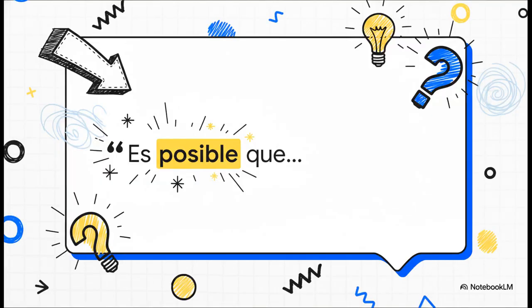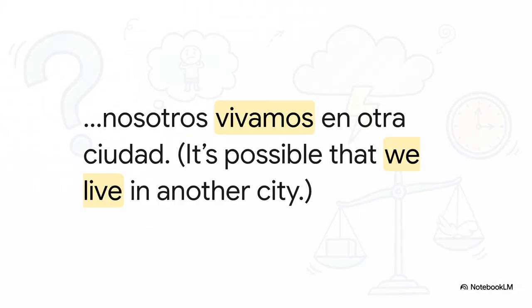Let's do another one, just to make sure it sticks. Here's a super common trigger. Es posible que, which means it's possible that. Possibility is just another shade of doubt, isn't it? It's not a fact yet. Nosotros vivamos en otra ciudad. And there you go. The verb is vivir. The yo form is vivo. We drop the O, and since it's an IR verb, we add the opposite A ending for we, which is amos. And that gives us vivamos. You're starting to see the pattern, right? It's just trigger plus formula, every single time.